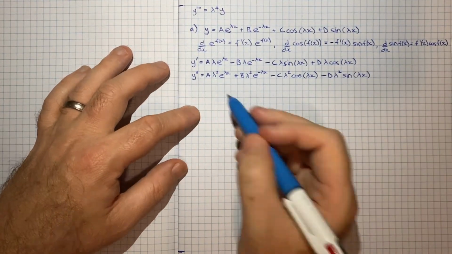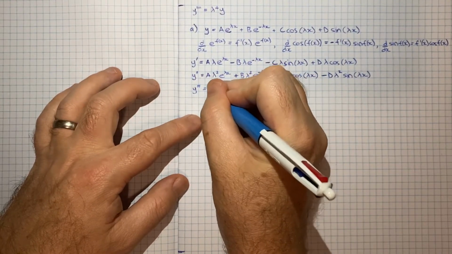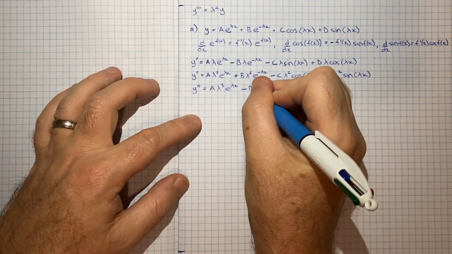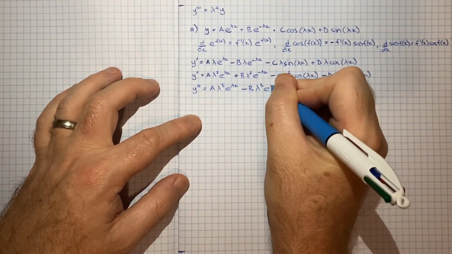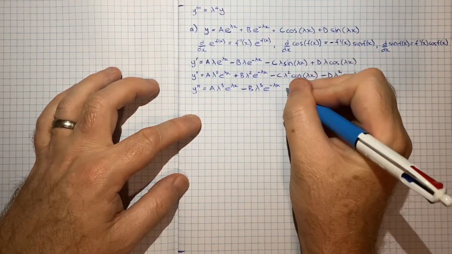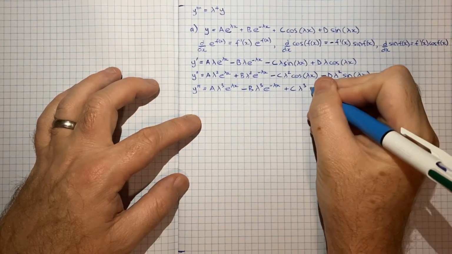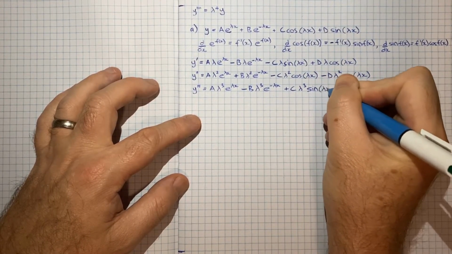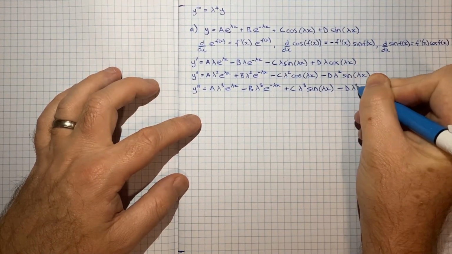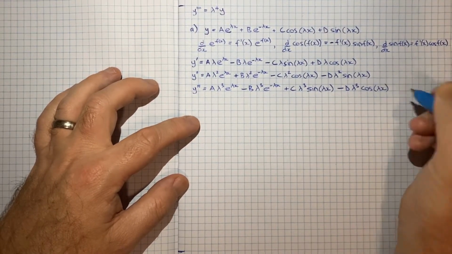So that's second derivative. Third derivative will be a lambda cubed e to the lambda x minus b lambda cubed e to the minus lambda x. Differentiating cos, we'll get back to a plus c lambda cubed sine of lambda x. And then differentiating sine, minus d lambda cubed cos of lambda x.